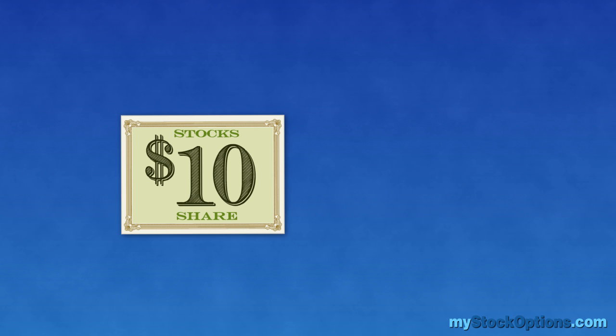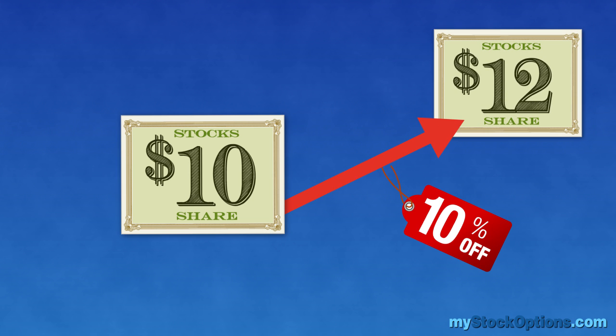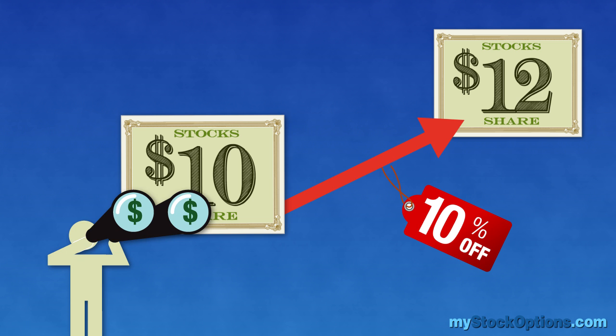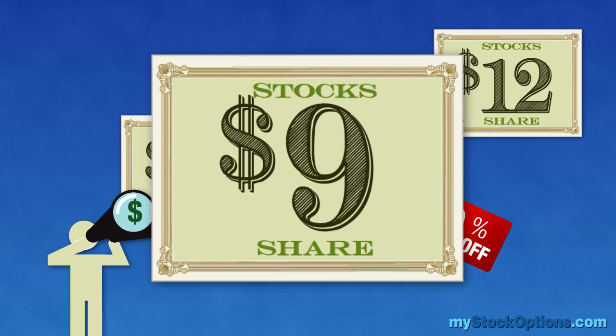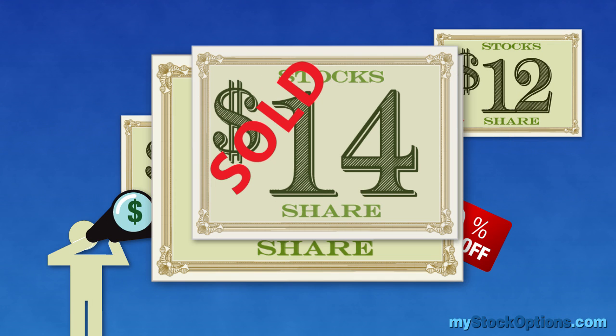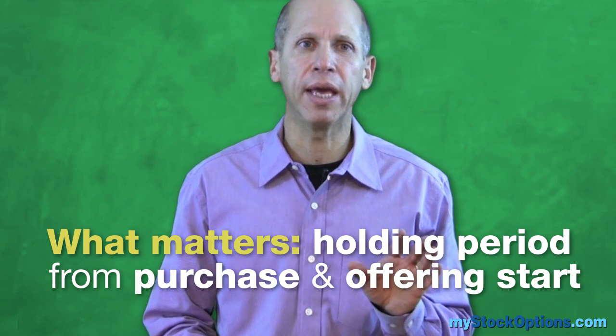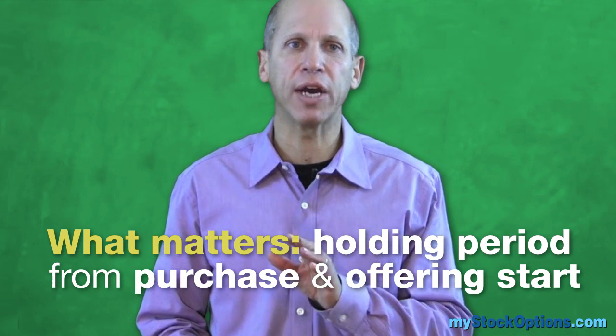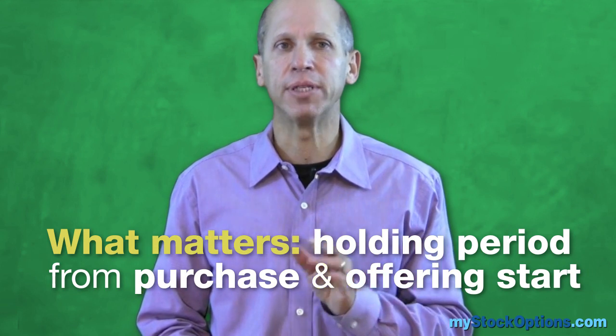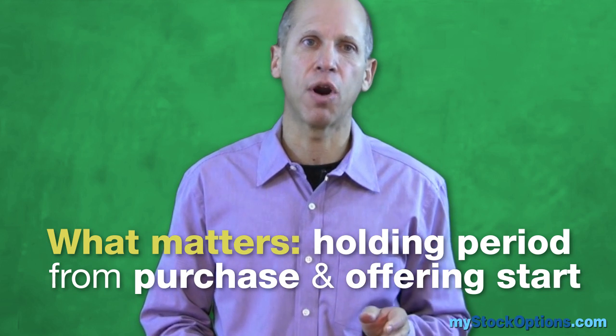The stock price at the beginning of the offering period is $10 a share, and on the purchase date, the stock price is actually $12 a share. There's a 10% discount. You have a look back, so your purchase price is $9. And then you sell the stock at $14 a share. Now, to put all these rules to play, what matters is how long you've actually held the stock for from the date of purchase and from the beginning of the offering period.